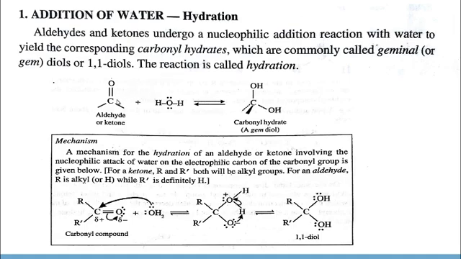So during the addition of water to an aldehyde or ketone, H and OH add: H adds on oxygen and OH adds on the carbon atom. So we will get a gem diol, meaning two OH functional groups are attached to the same carbon atom. So this is a gem diol.